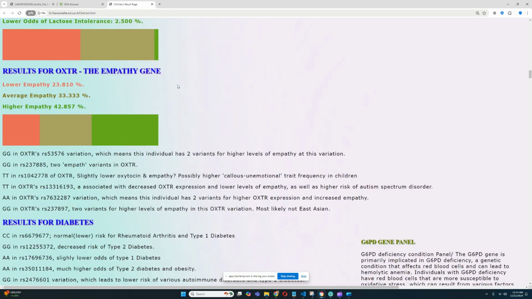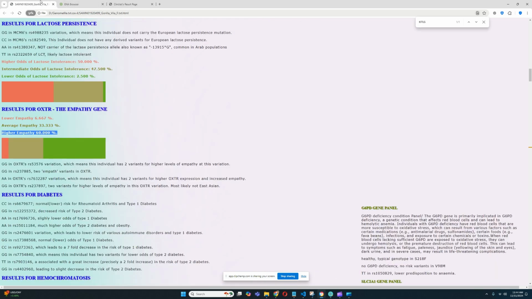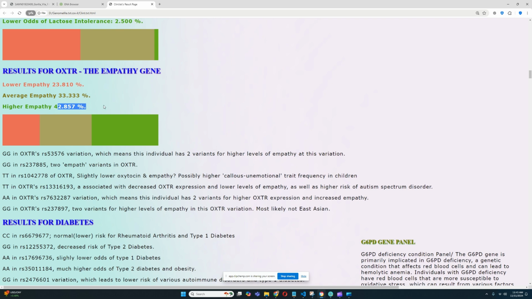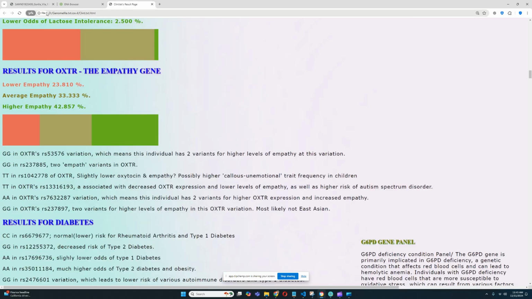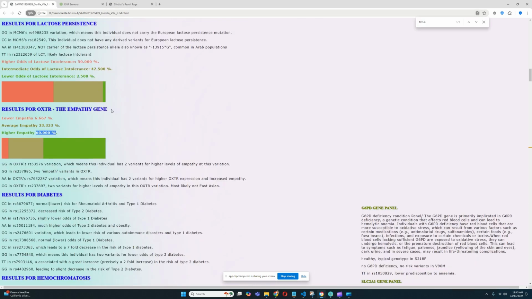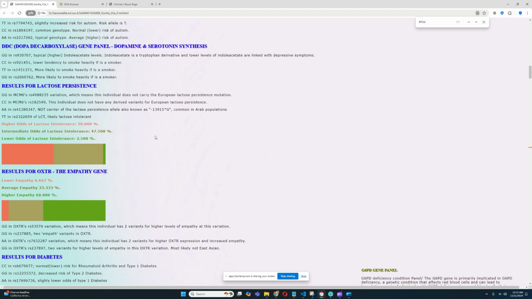Hold on. What's interesting is that the chimp is also scoring higher empathy. So the gorilla got higher empathy. The chimp's got a higher empathy as well, but chimp's got slightly lower score, but he's still scoring 42% for higher empathy. Gorilla scoring 60, but chimp is still scoring 42. So chimp has also got higher empathy.